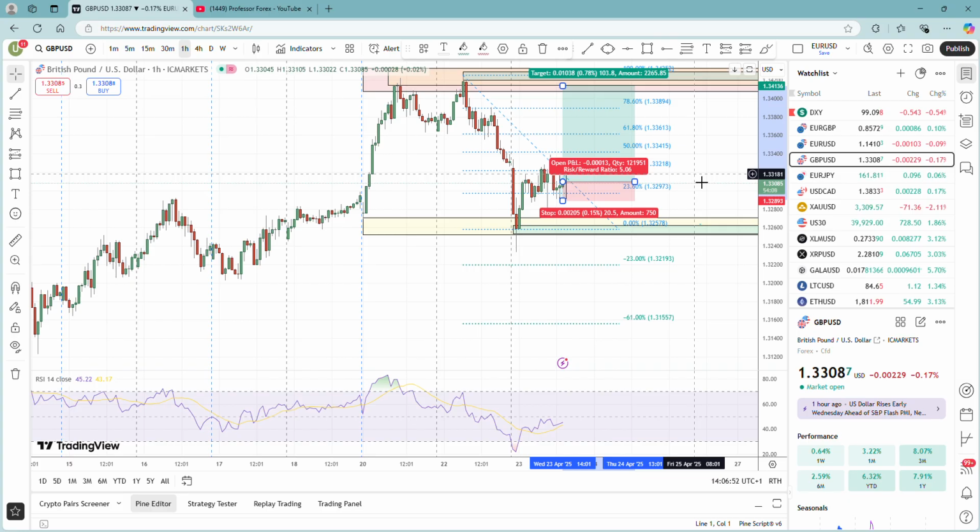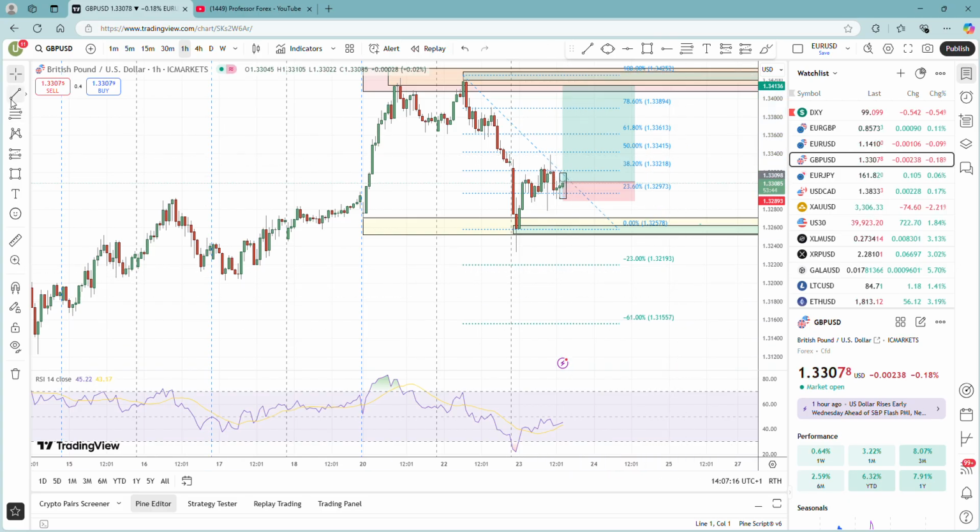GBPUSD, trade, put your stop loss in, which is this here in red. You can see this, 1.32893. And your TP would be here, which is this in green, 1.34136. Enter a buy trade, you're in the trade.